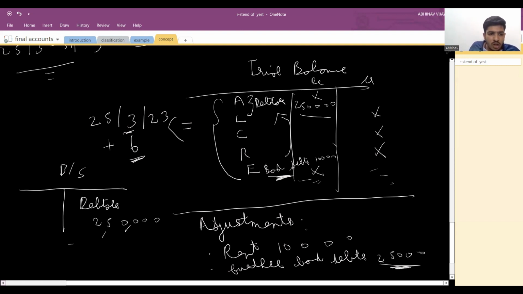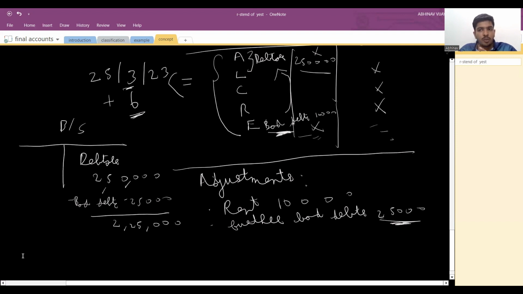So now bad debt minus 25,000, and the remaining 2,25,000 will get transferred to the balance sheet. So this is how an adjustment entry should be done. This is how it happens. And now another.